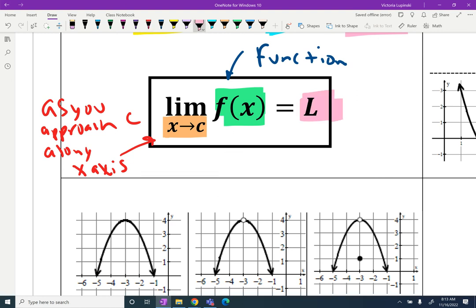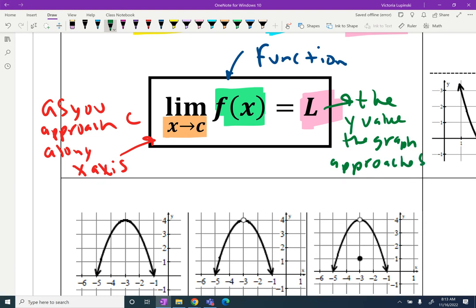And finally, this actual L represents the y value that the graph approaches. So when you are trying to find a limit, you are trying to find a y value. Where are you looking for that y value? You are looking for it as you get closer and closer to whatever this x value is. Again, sometimes you're just coming from the right, sometimes just from the left, sometimes from both, and you have to compare them.